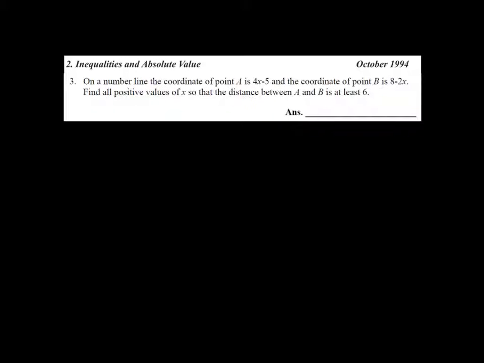Okay, here's a 5-pointer from October 1994 under the category Inequalities in Absolute Value. On a number line, the coordinate of point A is 4x minus 5, and the coordinate of point B is 8 minus 2x. We need to find all positive values of x so that the distance between A and B is at least 6. So first let's draw A and B on a number line.